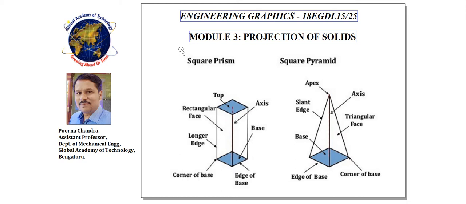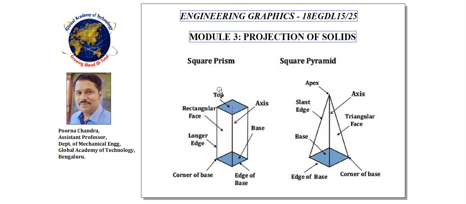So today we shall learn engineering graphics in module 3, projection of solids. As you know, the solids majorly consist of prism, pyramid, cone, cube, hexahedron, and tetrahedron. So these are the major solids. In that, for square prism and square pyramid, you can just check out this picture.